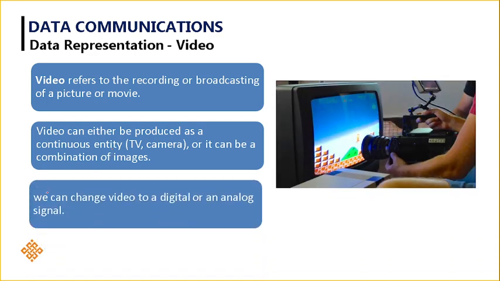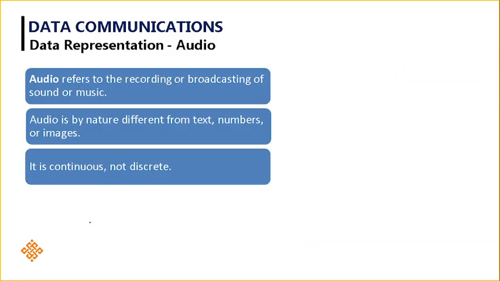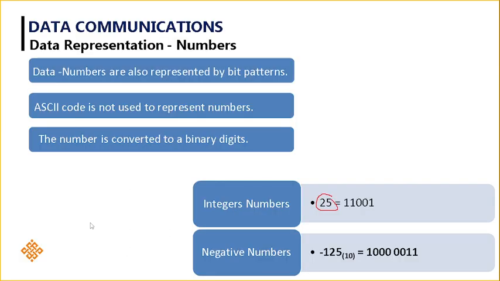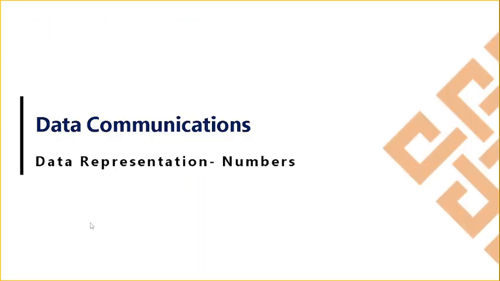We can change video to a digital or an analog signal. How to convert digital to digital, analog to analog? We have pulse code modulators and delta modulators. All these we will see in the upcoming videos. These are a few introductory parts I wanted to tell. These are the 5 basic data types I told now: text, numbers, image, audio and video.